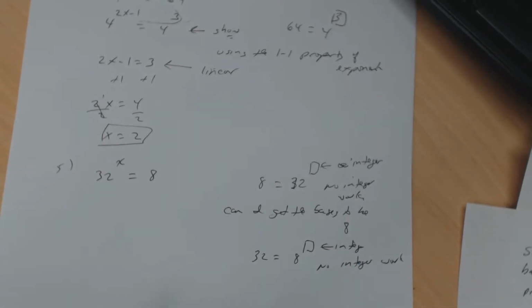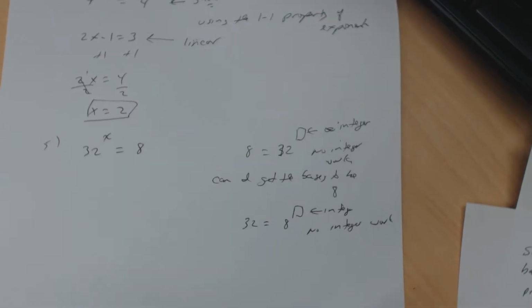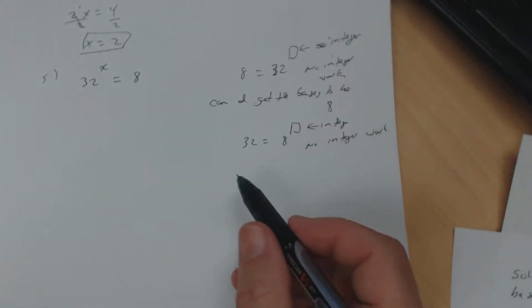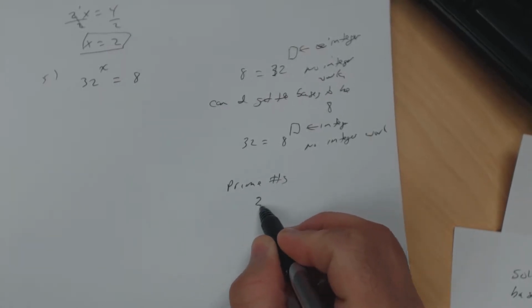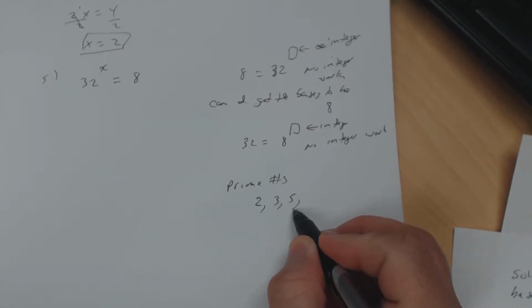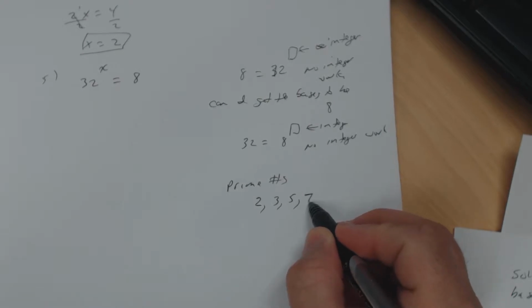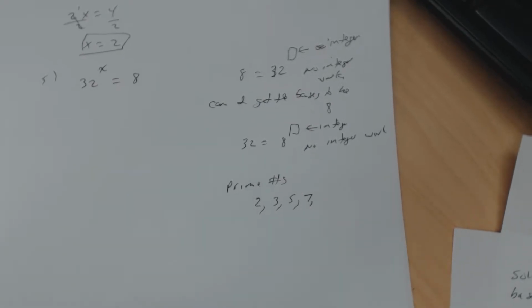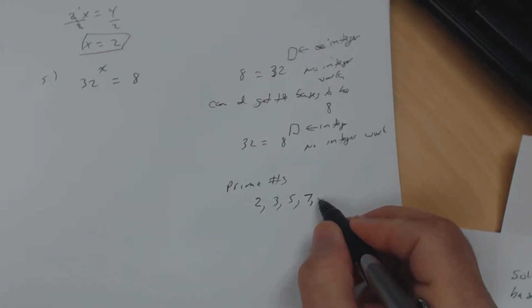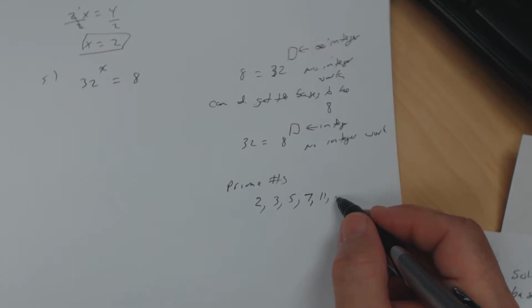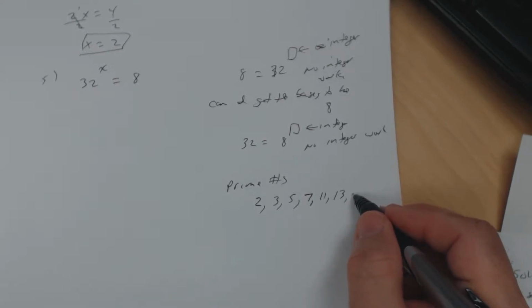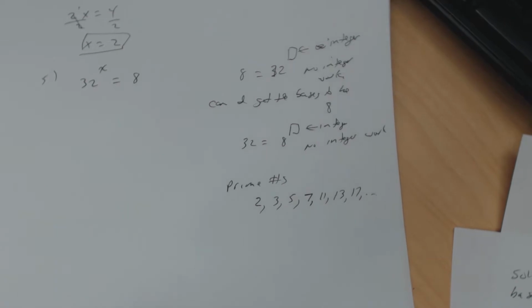So here's the idea. It is usually best if you think about prime numbers. Okay, think about your prime numbers. My prime numbers are 2, 3, 5, 7. 8's not a prime number, 9's not a prime number, 10's not a prime number, 11, 12, 13, 14, 15, 16, 17, and so on. Those are your prime numbers.